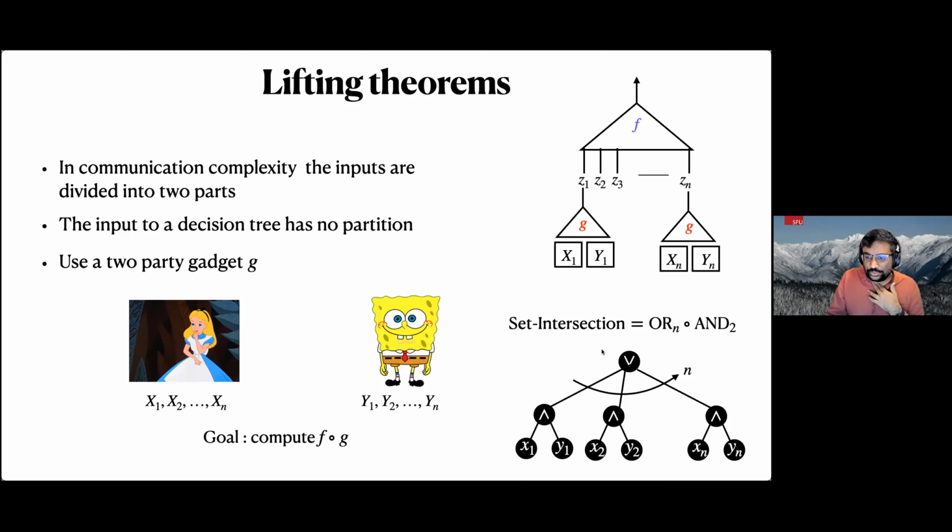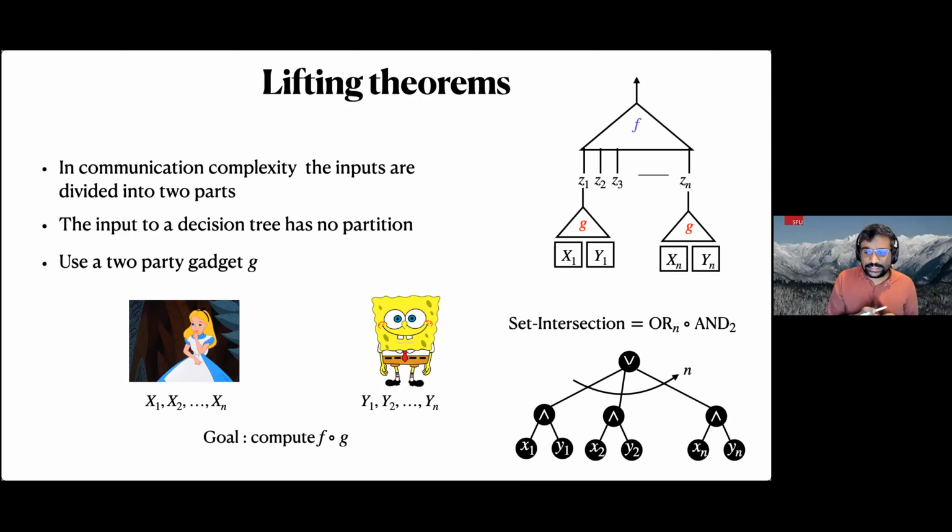And this is a natural way to write the set intersection function as a lifted function. You take f to be the OR function, and g to be the AND function on 2 bits, and take the AND of xi and yi and take an OR of these bits. So if there's any index i in the intersection, then xi would be 1 and yi would be 1, and the output of this AND gate would be 1, and so the output of the OR gate would be 1 as well.